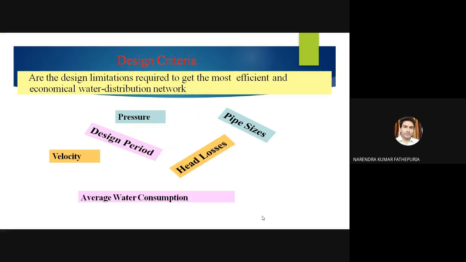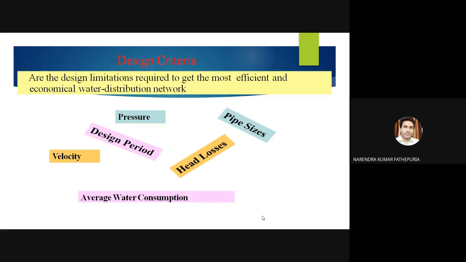These are the design limitations required to get the most efficient and economical water distribution network: pressure, design period, velocity, head losses, pipe sizes, average water consumption, all the water demand calculations, and how much firefighting water is required. You have to do all these calculations. These are the design parameters. How much pressure is required, the optimum pressure at the distribution network: 6 to 7 meters of water head is required at one house. Above 2 or 3 stories, 14 meters of water head is required. So these are the various parameters.